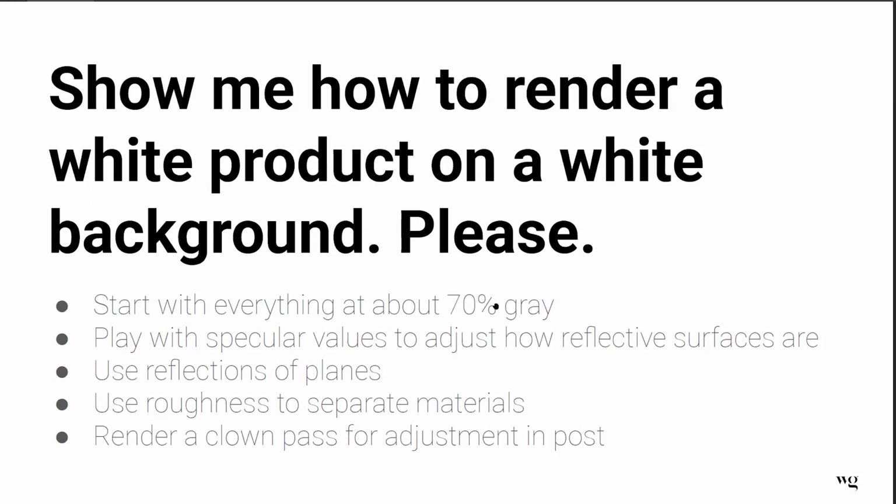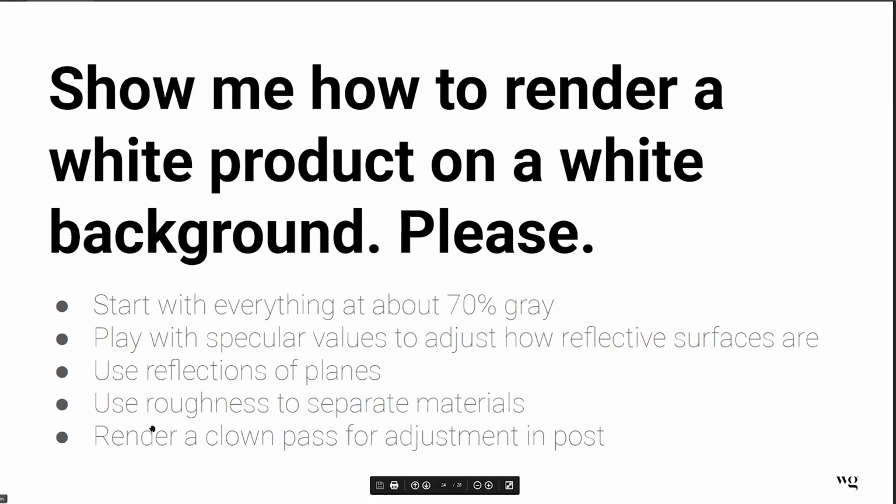And that gives you something called headroom. What you do is you start with a gray, and then you use specular values. You can adjust how reflective your surfaces are, increase the lighting in your scene so that that 70% gray starts looking a little bit closer to white. And then you can use, say, specific planes or pins to reflect light. You can use roughness to make something look a little bit shinier and separate materials by roughness.